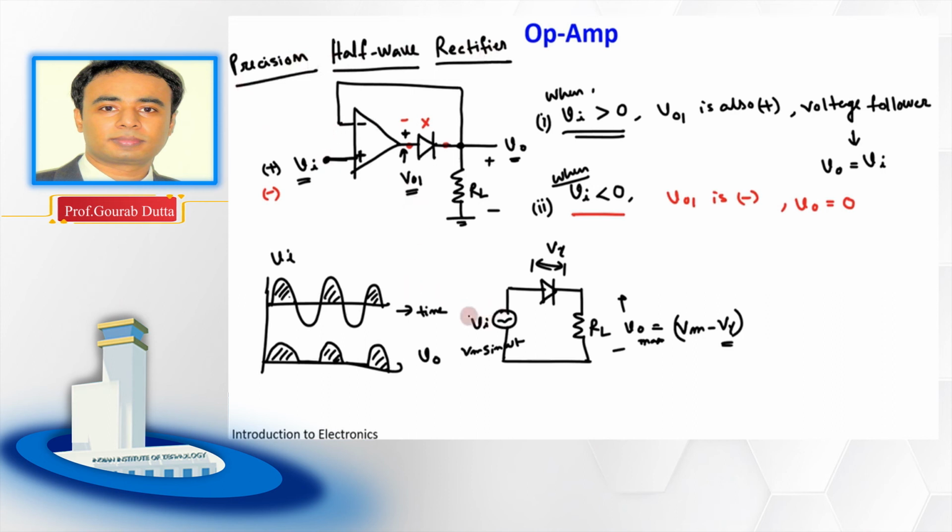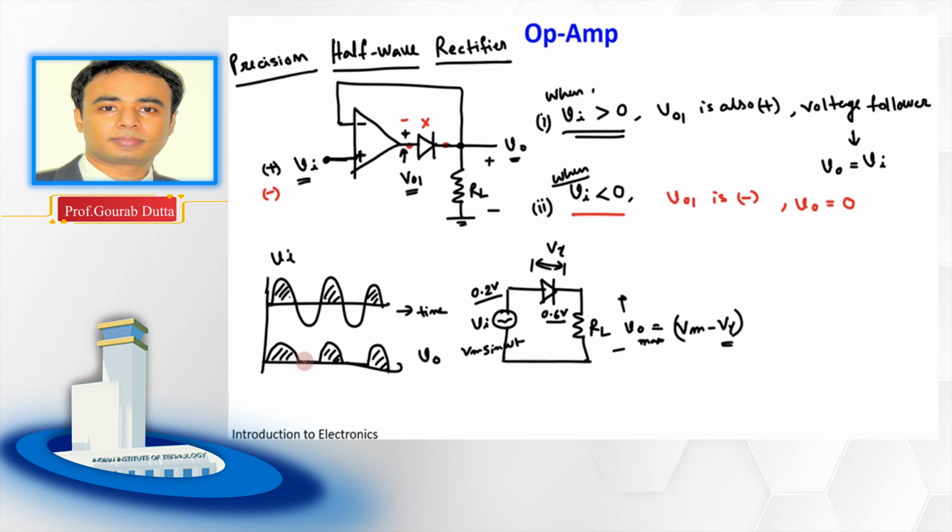So if it is a silicon diode with a drop of around 0.6 volt, and you want to apply a signal whose highest magnitude is 0.2 volt, you cannot use the normal half wave rectifier circuit. However, that signal of 0.2 volt maximum amplitude you can use in this precision half wave rectifier to get the rectified output.